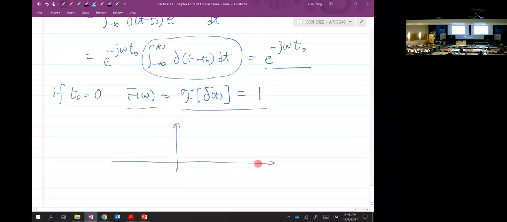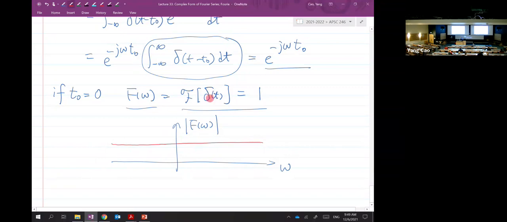Then if I'm going to plot the magnitude of F of omega versus omega for the delta t, what am I going to get? I'm going to get a constant amplitude of 1. And this plot tells us a very important piece of information, because no matter what the omega value is, you have a presence of amplitude 1 everywhere.